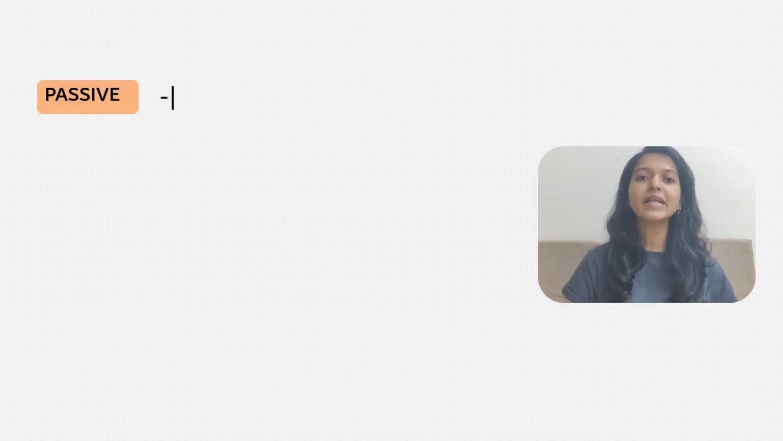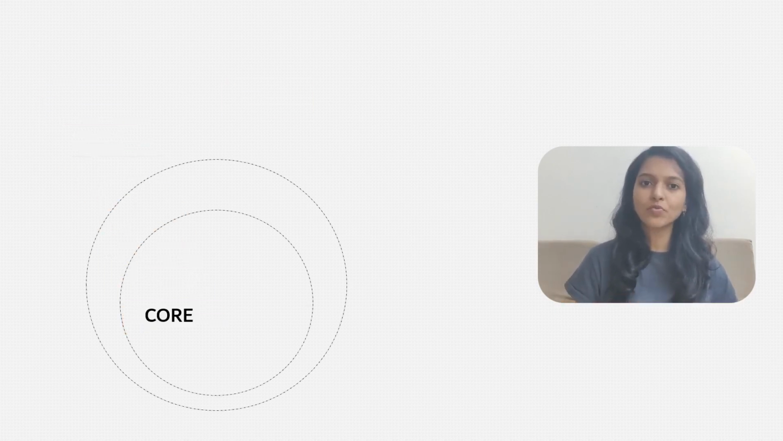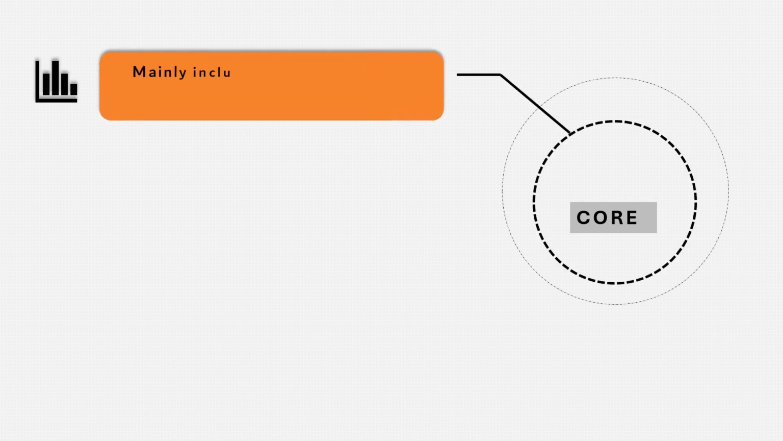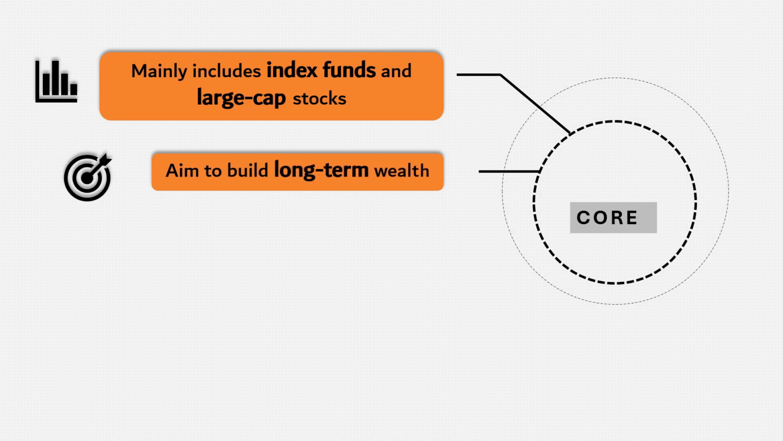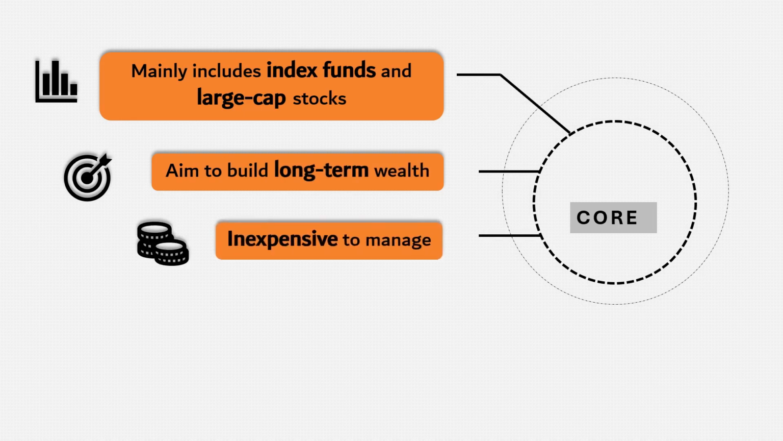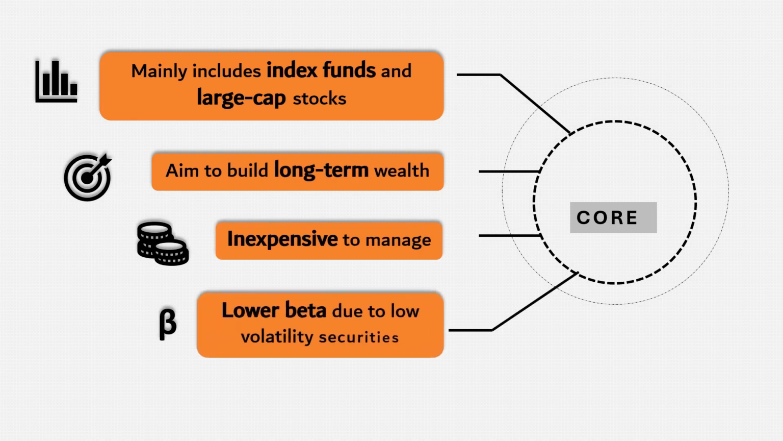After this, moving on to the core satellite approach. Essentially, the core satellite approach was meant to combine passive with actively managed funds. The passively managed funds constitute the core portfolio. This portfolio mainly includes index funds and large cap stocks, which do not require constant monitoring. The aim is to build long term wealth, and managing this part of the portfolio is inexpensive. Also, this portfolio has a lower beta because the investments are in low volatility instruments.